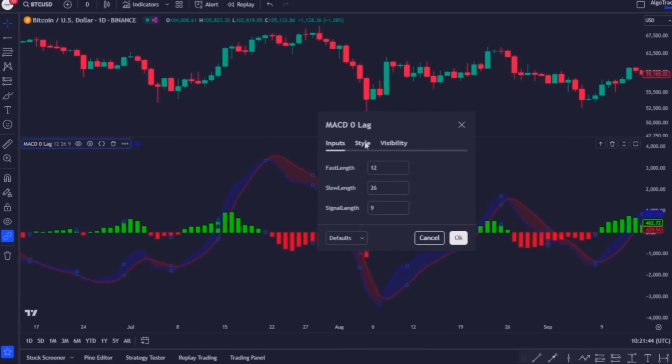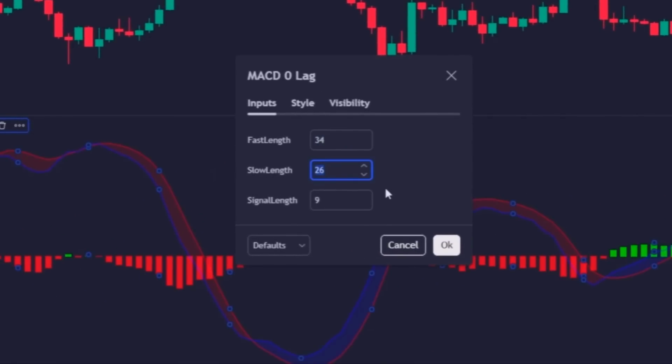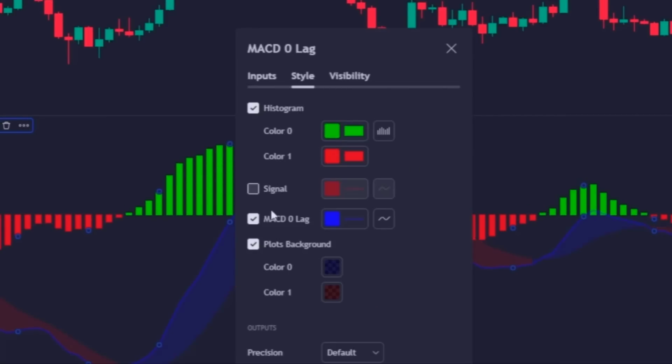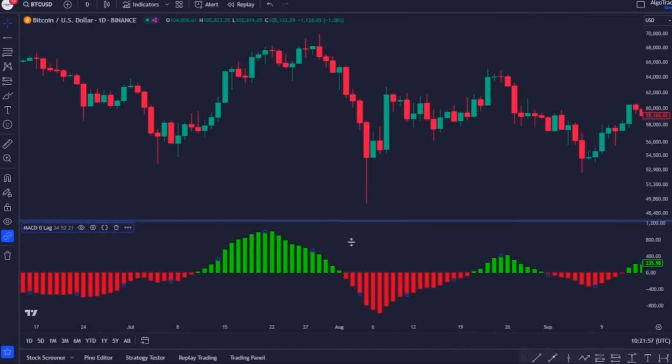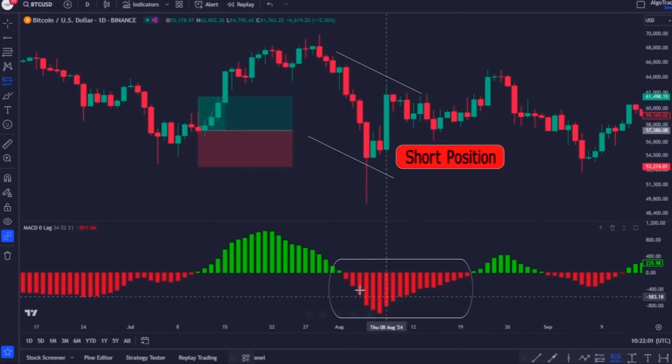Let's tweak the settings. For the fast length, I will use 34, for the slow one 52, and for the signal 21. Finally, we will disable the lines in the style section, as we will base our trades on the histogram turning green for long positions and red for shorts.